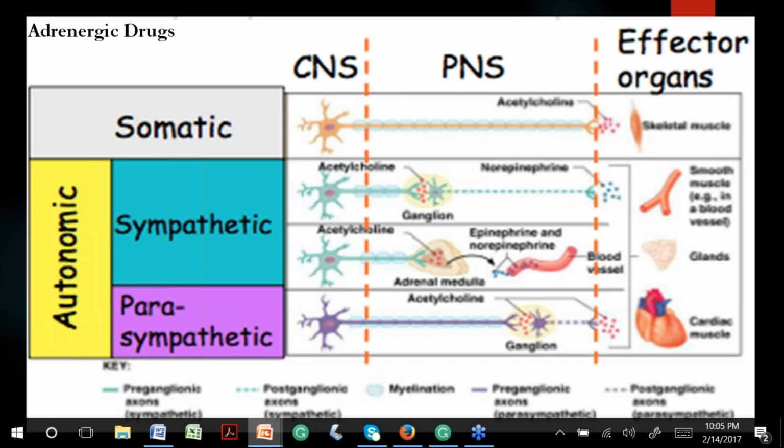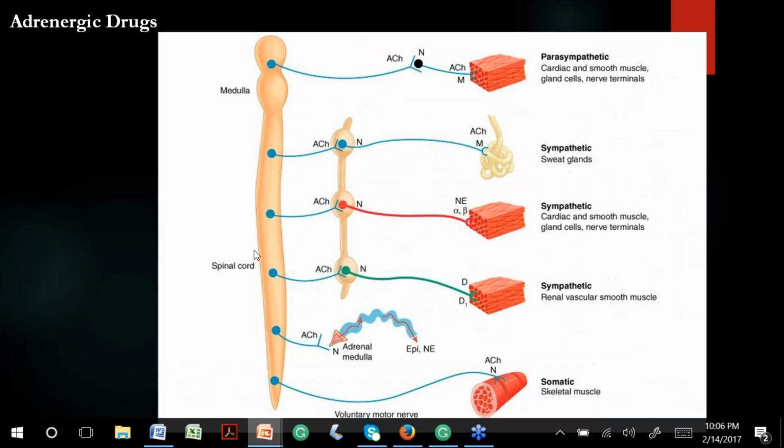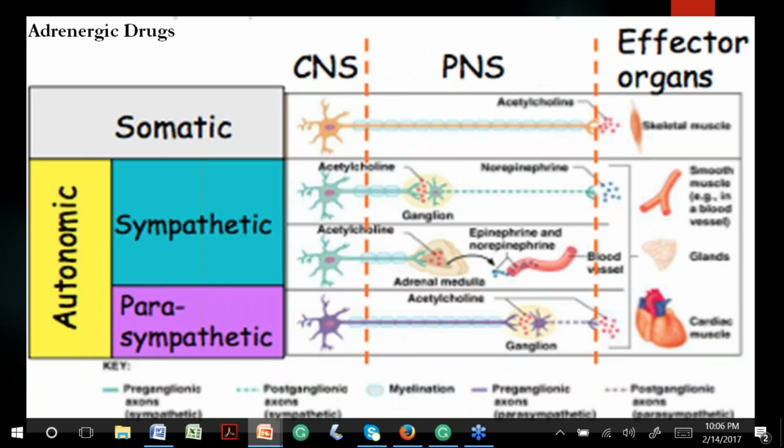This is something I want you to remark on here, this point, the adrenal gland. This is the source of our adrenaline and noradrenaline. They are called catecholamines, and they are in the medulla of the adrenal gland, right? So if you see here, that is sympathetic, sympathetic, sympathetic.